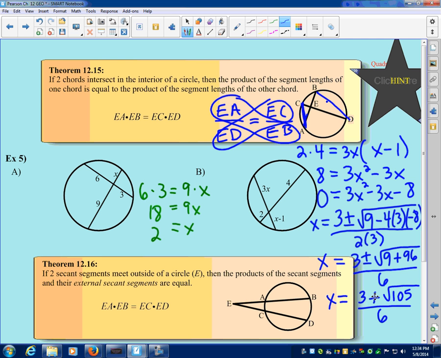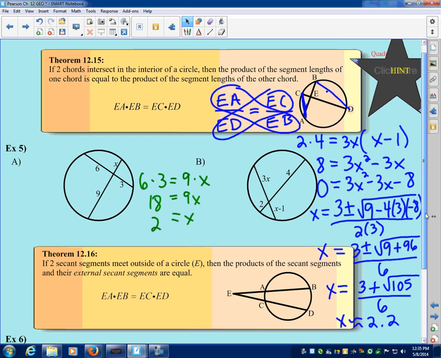Okay? So 3 plus the square root of 105. What's the square root of 105? A little better than 10, it's 10.2. Okay, add that to 3. 13.2, yeah, and then divide by 6. Got 2.2. Okay. So x is about equal to 2.2. I don't see any units here, but that's the only solution that's going to work.